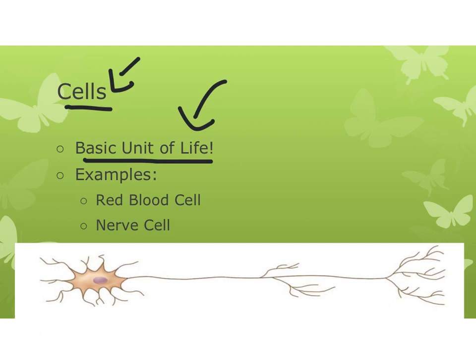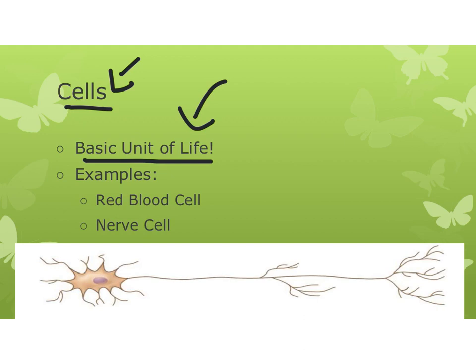Just in your body, you have skin cells, red blood cells, nerve cells, and muscle cells. You have lots of different kinds of cells. And cells that are found in your body are not the only kind of cells. There are different cells found in plants as well that are not found in animals.